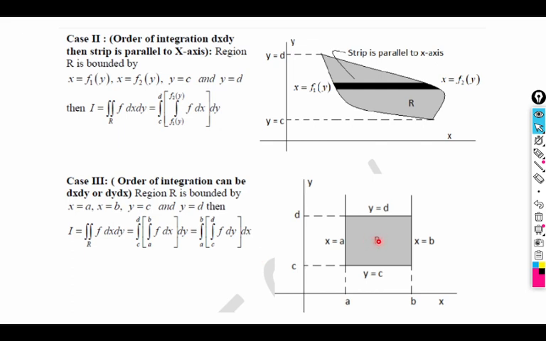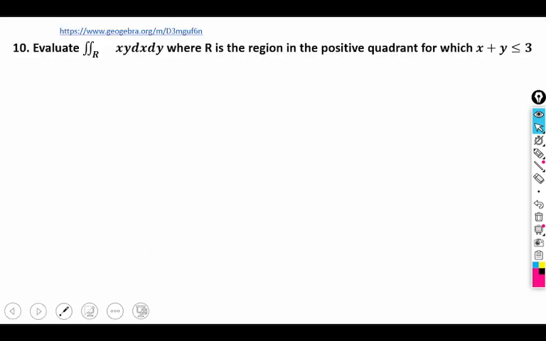So that about case 3. This is only when all the limits are constant. That means the region of integration is a rectangle or the square. Okay. So now we'll see the example, the concept of the strip you will understand in better way with the example here. So come to the first question on the type 2. The example is evaluate the double integral xy dx dy on the region R and this region is in the positive quadrant for x plus y less than or equal to 3.